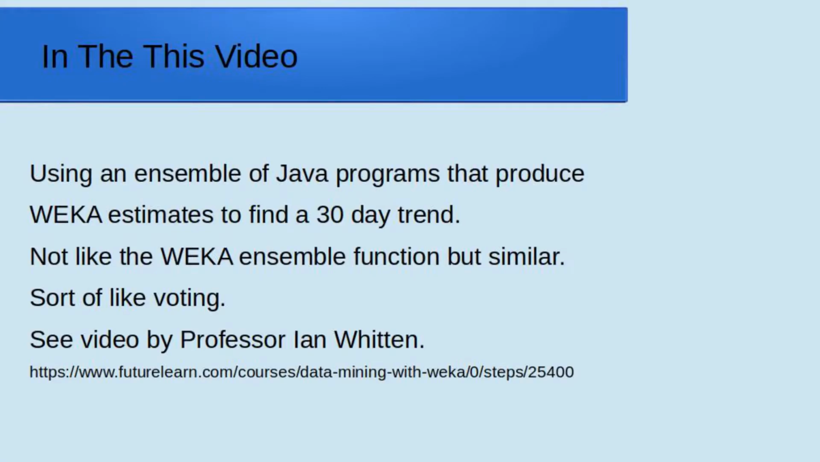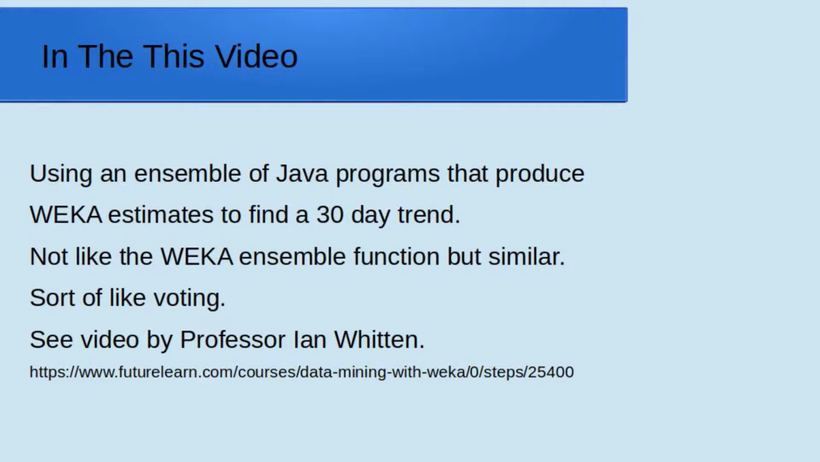In this video, I'm going to take the output from Java programs using the WEKA classifiers to make 30-day trend estimates, and using that ensemble of output, average out a predictable 30-day trend. Now, this is not like the WEKA ensemble functions, similar to bagging and voting and things like that, but similar.